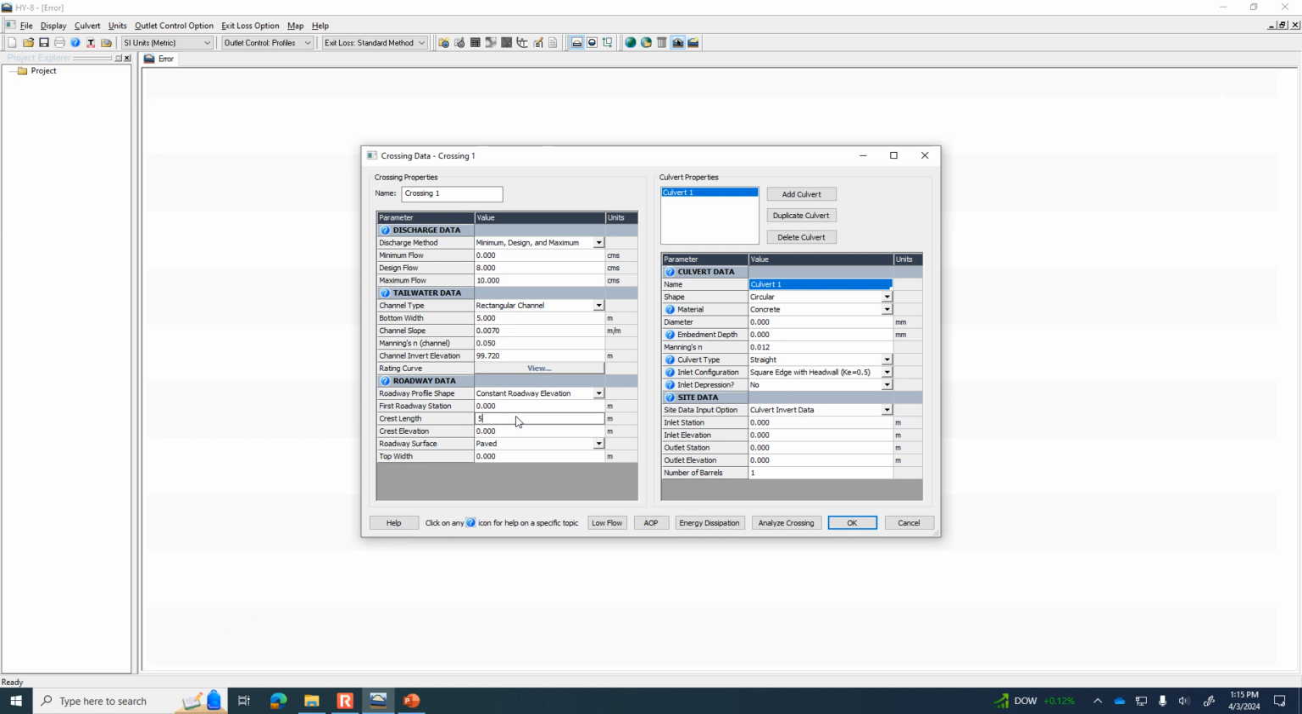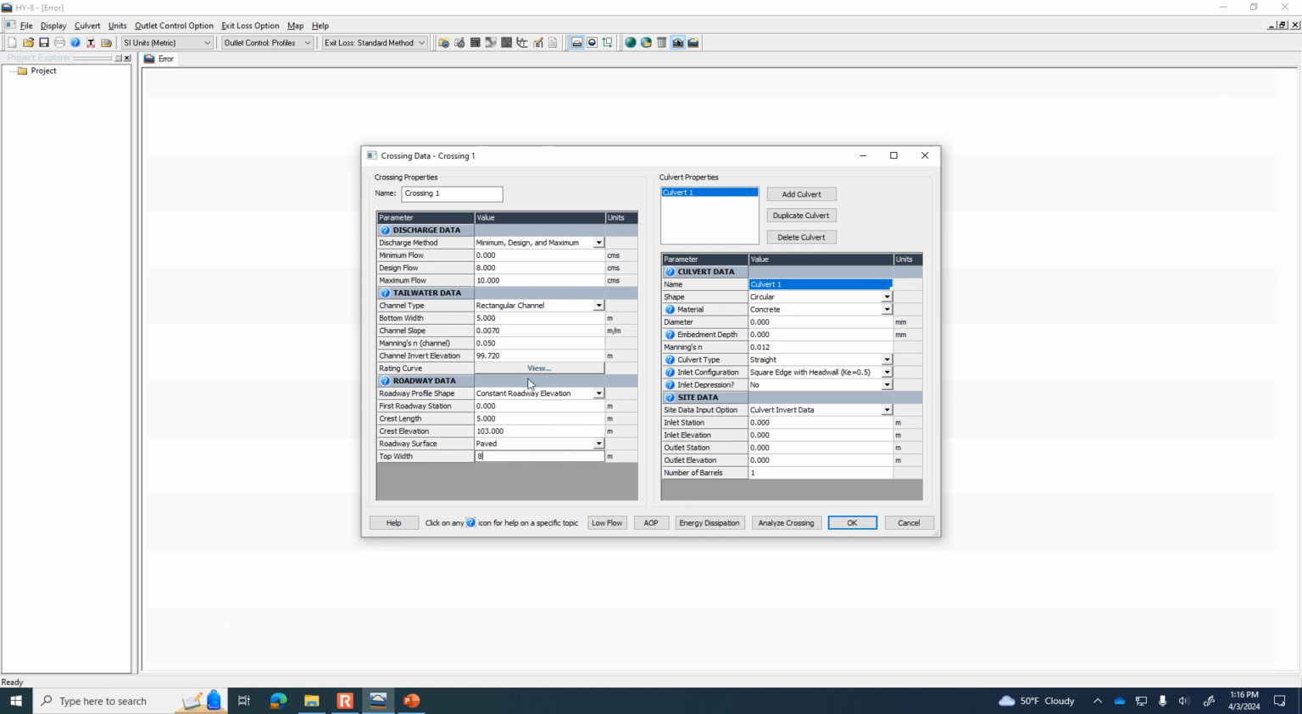How long the crest is depends on how high over the culvert the water has to get for a certain flow rate above what's going through the culvert. So we'll put crest length equal to 5 because that's the width of the channel, but that doesn't matter. The crest elevation is important. We just have to put that higher than the 102 elevation that we want the water to get up to. So I'll put 103 for the crest elevation. And then the top width, if this is a 2-lane road, then the top width might be 8 meters.